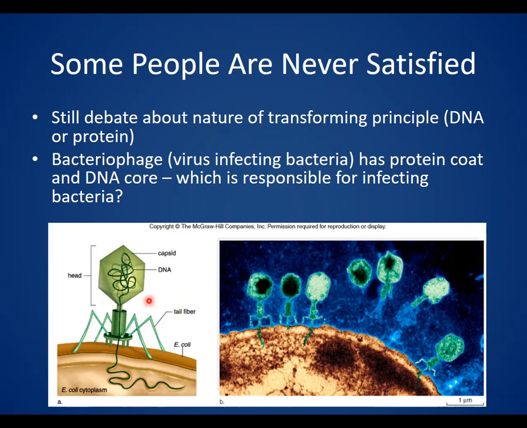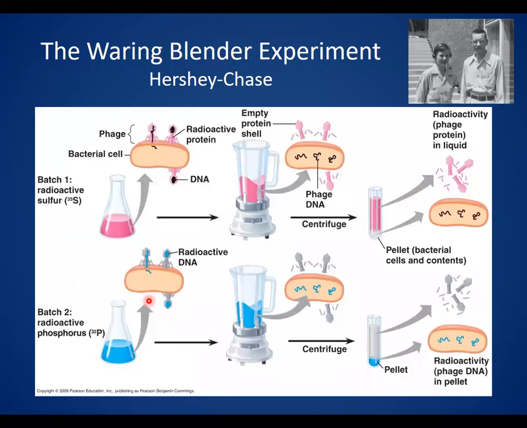And so this gave rise to a very famous experiment, which was called the Waring blender experiment, also called the Hershey-Chase experiment, after Alfred Hershey and Martha Chase, who actually did this experiment. This is a picture of them at Cold Spring Harbor Laboratories in the late 1950s, I think. But basically, they did this experiment with bacteriophage, and here's what they did.